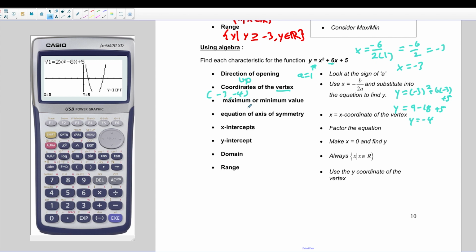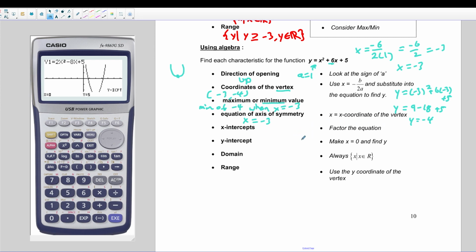So obviously there's a bit more work involved when it comes to doing this algebraically. Your maximum or minimum value, we know that since it's opening up, we're going to have a minimum value in this case. So we know what our vertex is. We know it's going to have a minimum value of -4 when x is equal to -3. Our axis of symmetry is just x equals -3.